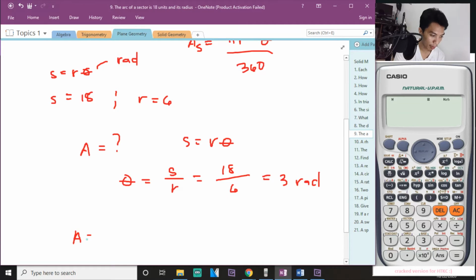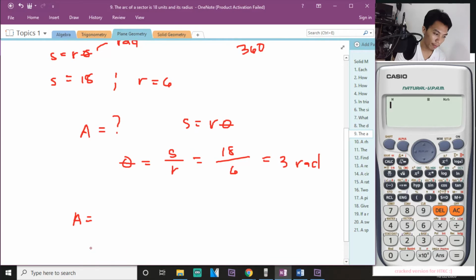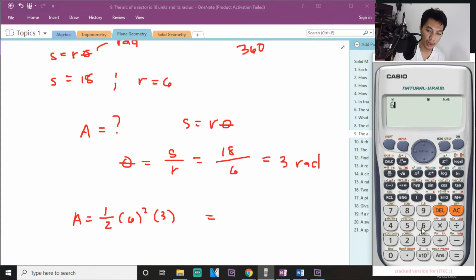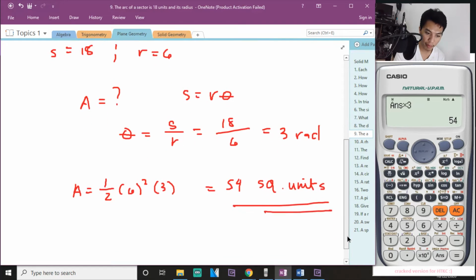So, the area will be, gamitin na natin to, yung formula na to. 1/2 R squared is 6 squared, theta is 3. So, 6 times 6 divided by 2 times 3. That is 54 square units. Okay, that is for problem number 9.